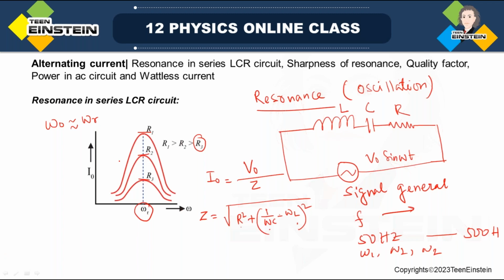When the current will be maximum, see here I0: I0 will be I0 max when Z is minimum, right? So when will Z be minimum?